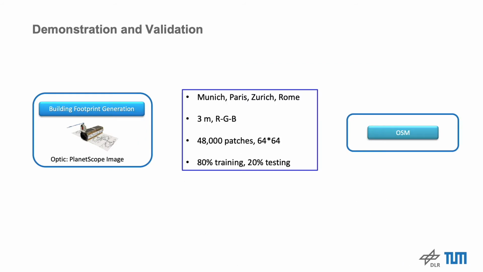So for demonstration and validation, we use PlanetScope data, which is 3-meter resolution with 4 band. 48,000 patches are generated, and 80% for training and 20% for testing. The predicted result is compared with OpenStreetMap.